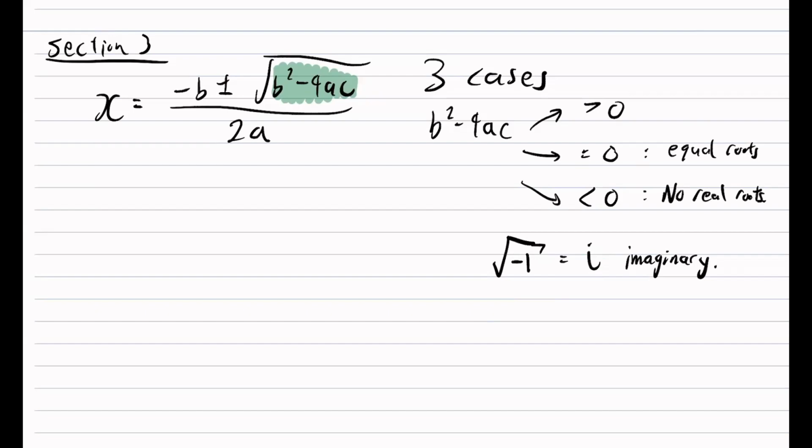Equal roots meaning, because what happens when b squared minus 4ac equals 0? Take the square root of 0, you get 0. Right? Then it will be -b plus minus 0 over 2a. Plus minus 0 means essentially gone. You're just left with minus b over 2a. So you get one solution only.